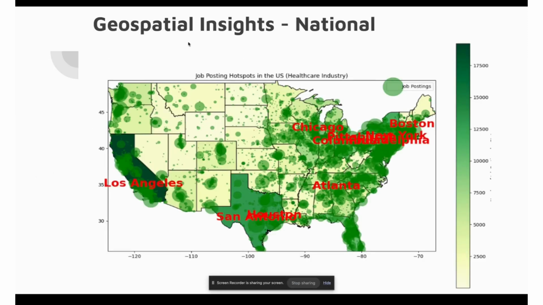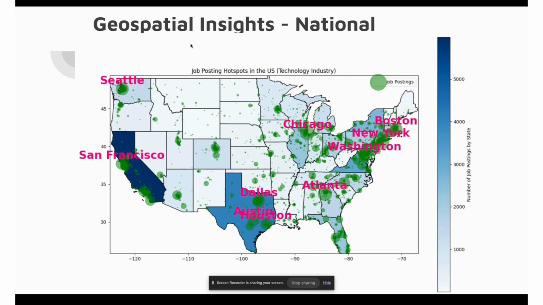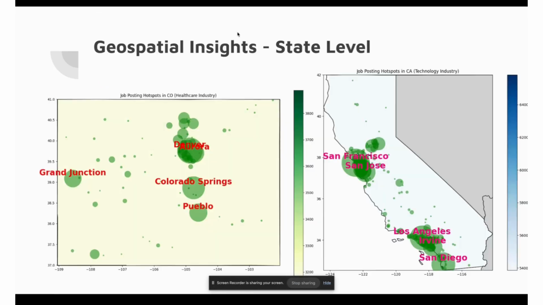Here are geospatial insights on the national level for the healthcare industry, where it is clear that California is a clear leader among states for the number of healthcare industry postings, with some of the top cities including Los Angeles, Atlanta, Chicago, and Boston. In addition, on the national level, here is the technology industry, where California is a clear winner amongst the states once again, with top cities including San Francisco, Seattle, Chicago, and Atlanta.